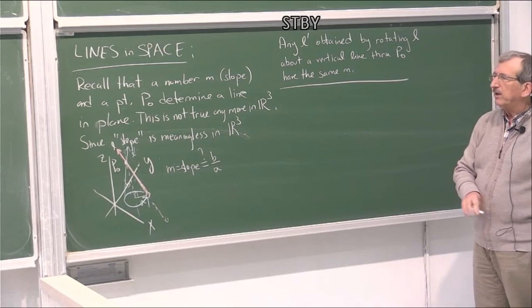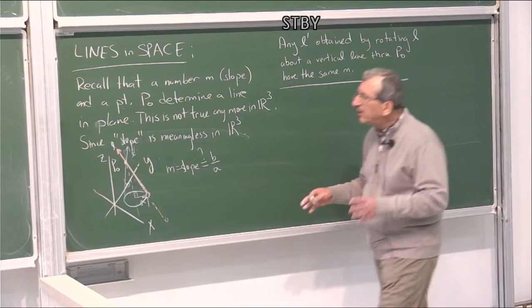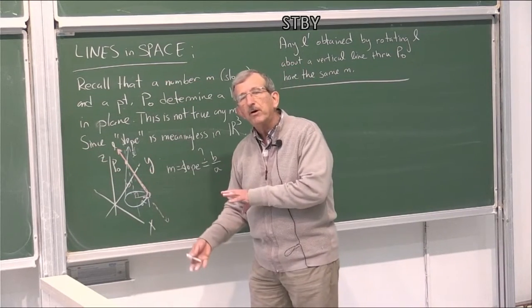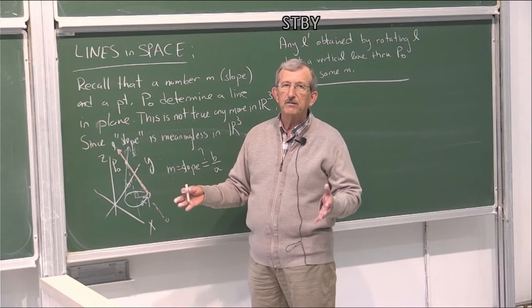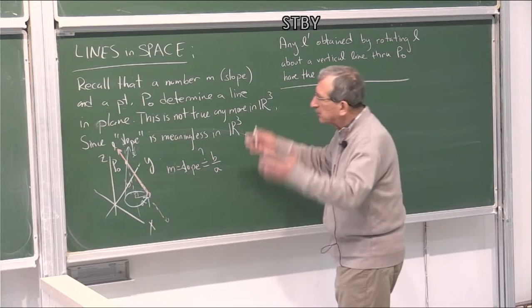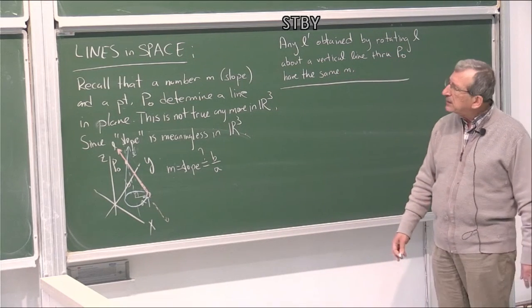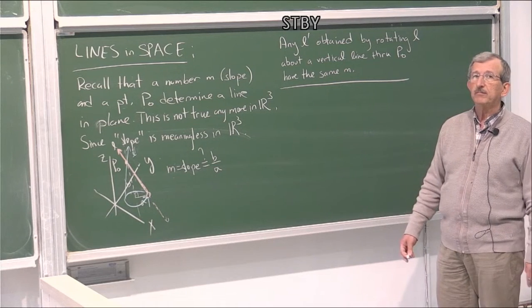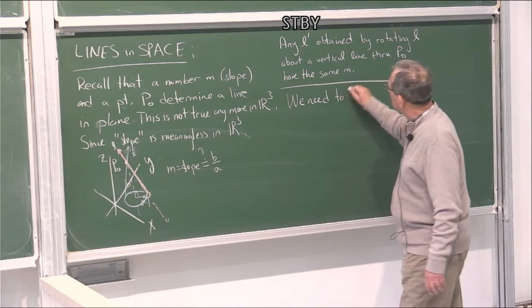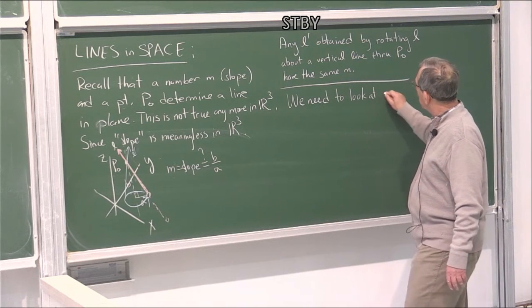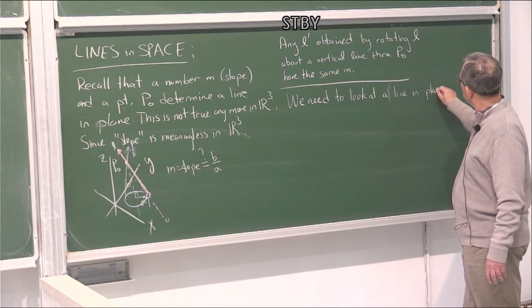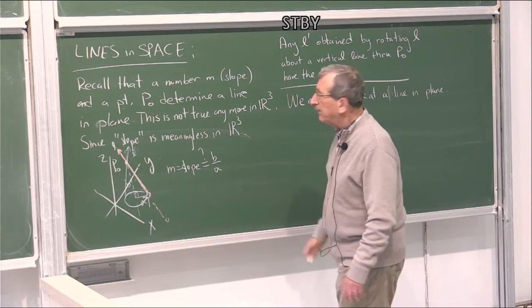By the way, the slope concept is meaningless in R3 because you can go backwards, rightwards, down, or up and look at the line from different angles. And you may define lots of slopes that way. So this approach not being appropriate, we need to look at a line in plane in a different way.